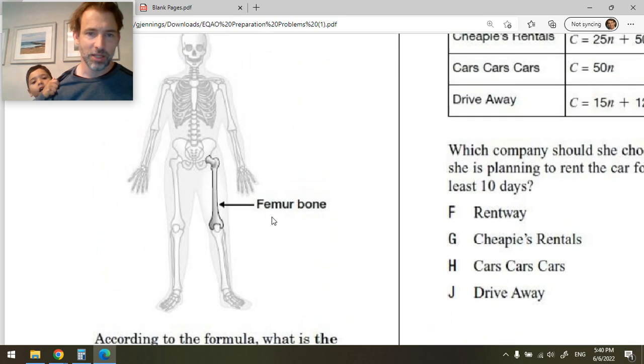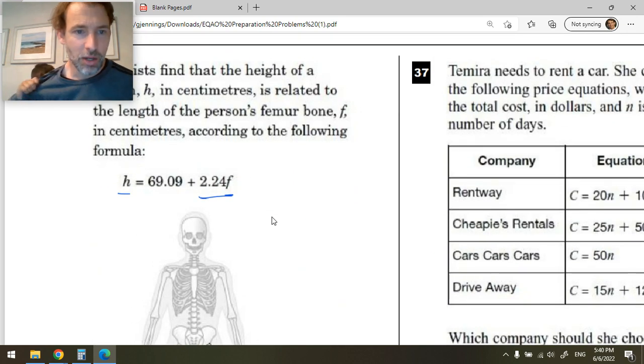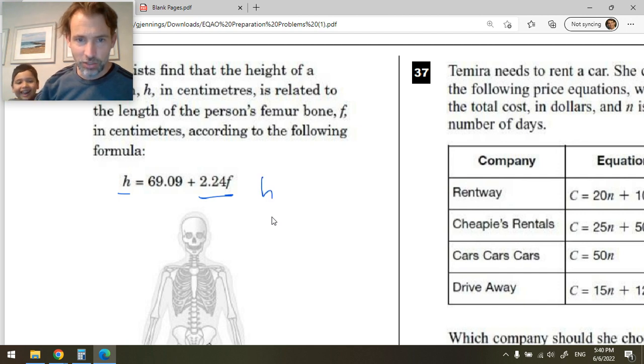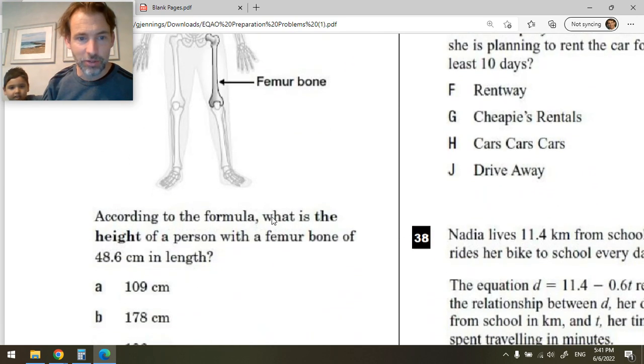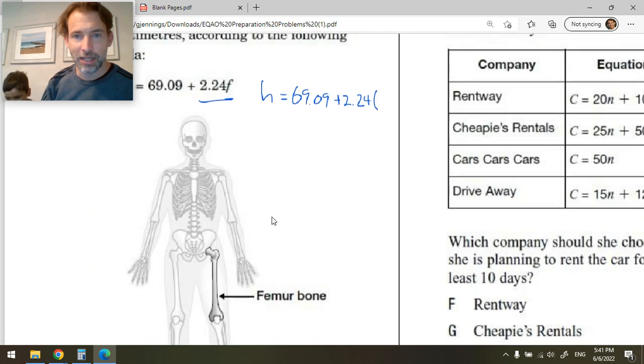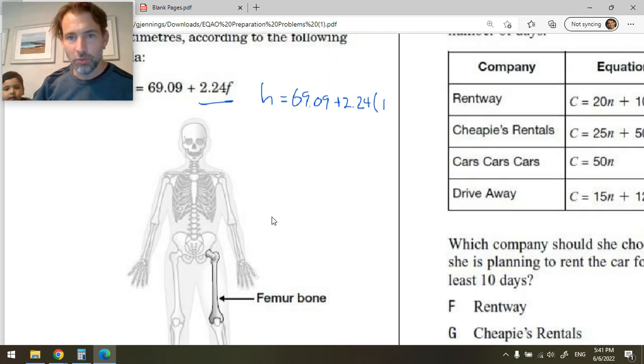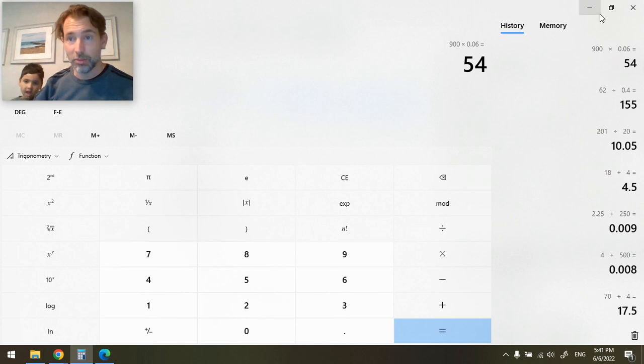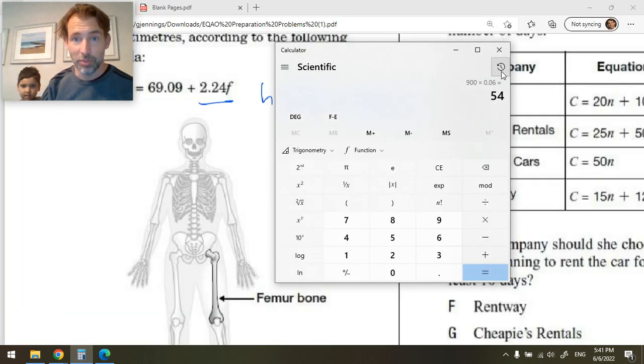According to the formula, what's the height of a person with a femur bone of 48.6 centimeters in length? 48.6. So this is what we do. Okay, we copy out the formula. H is equal to 69.09 plus 2.24 multiplied by the value that they gave us, 48.6. Okay. And then we do that on calculator following BEDMAS. All right. So let's follow BEDMAS here.